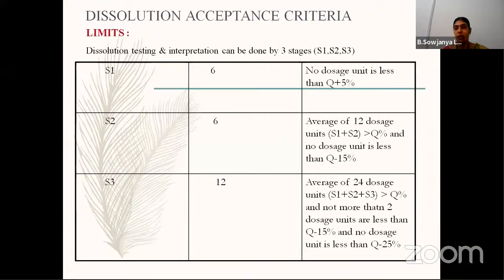So what is Q? Q is the percentage amount of drug that is dissolved in a given time period. It is called Q. In the first stage, 6 tablets are to be taken. No dosage unit is less than Q plus 5% variation, that is, not less than 85% of the drug is to be dissolved here.